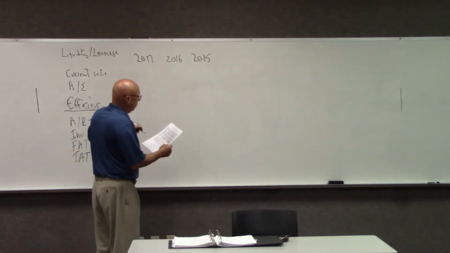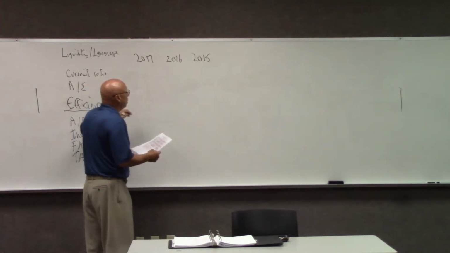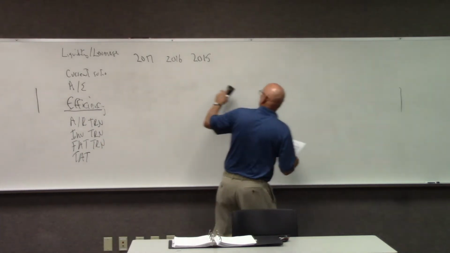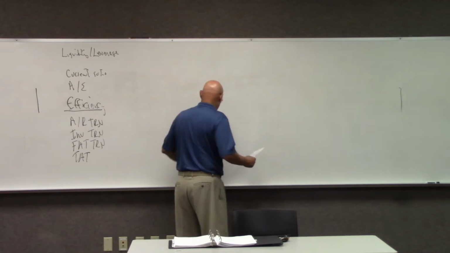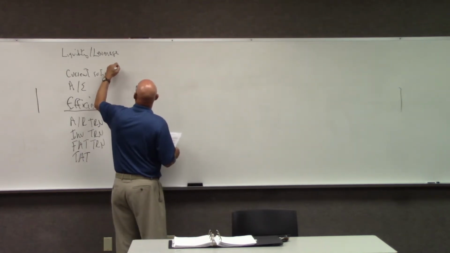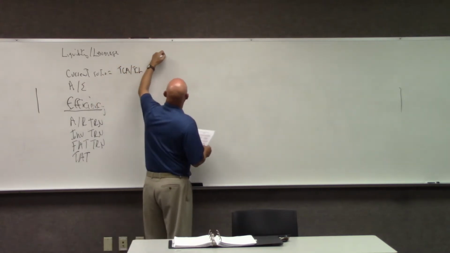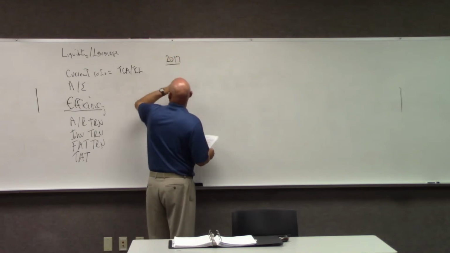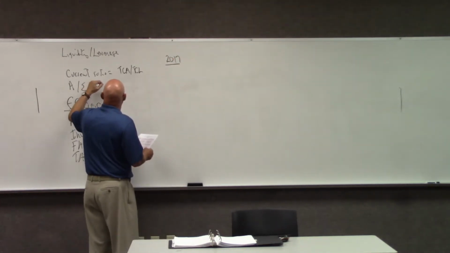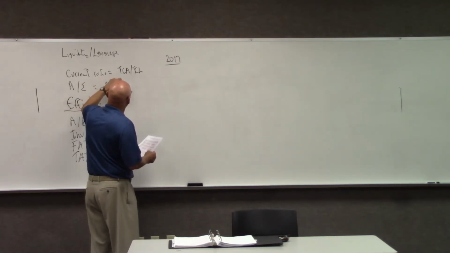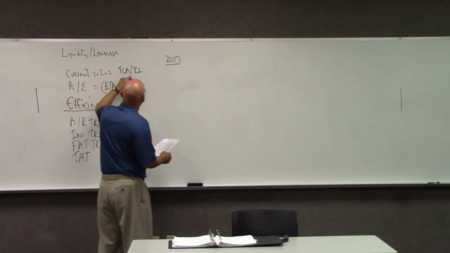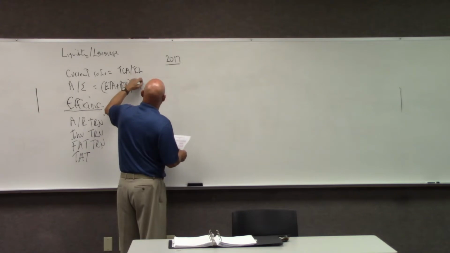Somebody tell me what the formula is for the current ratio. Current assets divided by current liabilities. Total current assets divided by total current liabilities. Okay, thank you. And then assets to equity is ending total assets plus beginning total assets divided by ending total equity. Oh, no, I mean ending plus beginning.